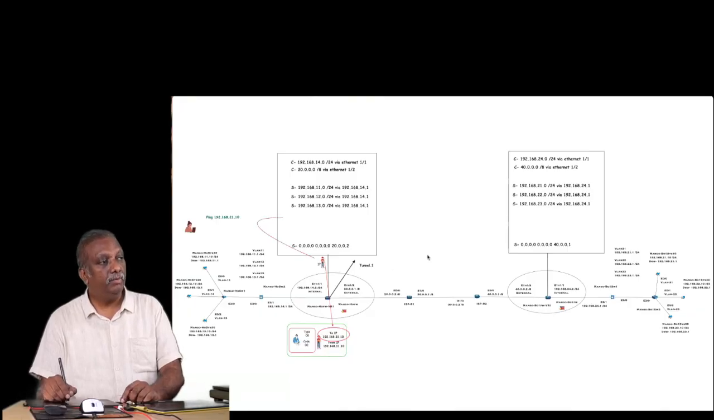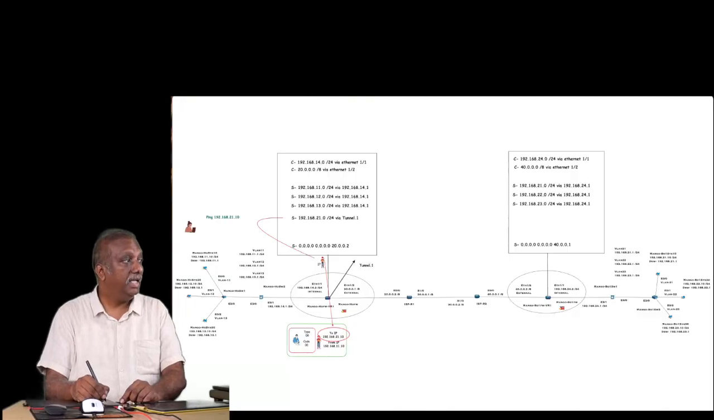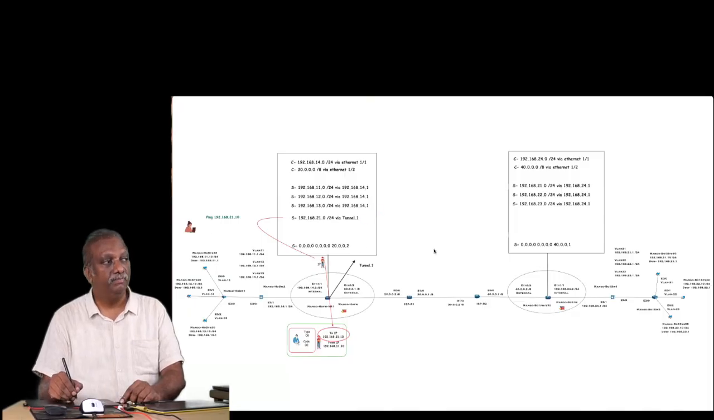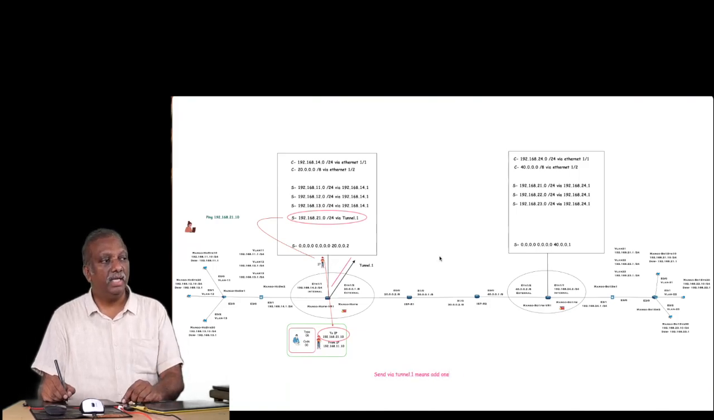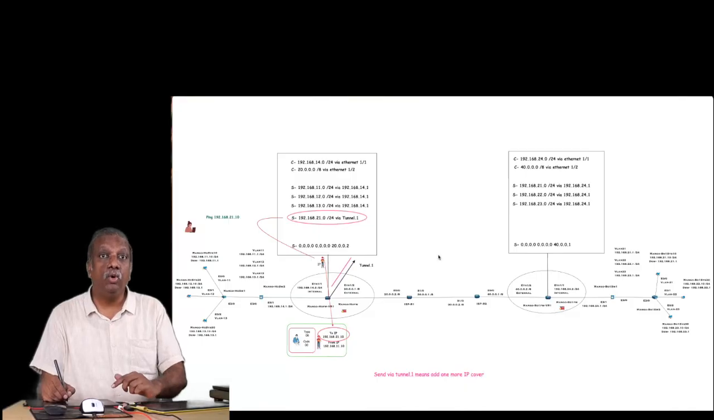What do I do in the routing table? I add a route saying for 192.168.21.0, send the packet via the tunnel.1 interface. We add a route like this. Now the packet has to go via the tunnel1 interface. Send via tunnel1 means add one more IP cover. So it will add one more IP cover now.